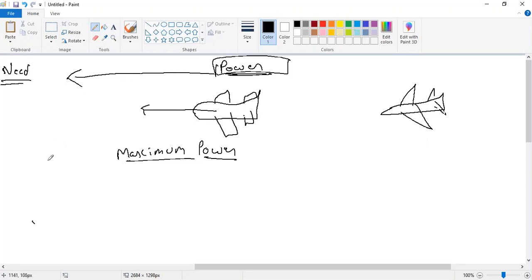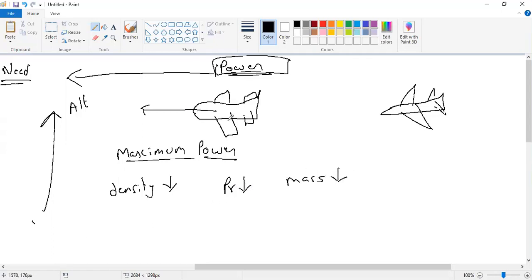Why? Because we are at a very high altitude. When we increase the altitude, the density of the air decreases, the pressure of the air decreases. That means the mass of the air flowing into the engine also decreases. If mass is decreasing, what is the thrust formula? Thrust is equal to m times (jet velocity minus inlet velocity), right? So m is the mass. As you go to a higher altitude, density decreases, pressure decreases, mass will decrease. That means in turn your thrust is also decreasing. To overcome this effect, I need to augment my power.